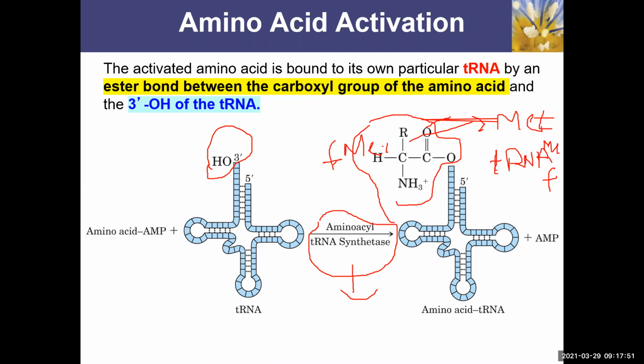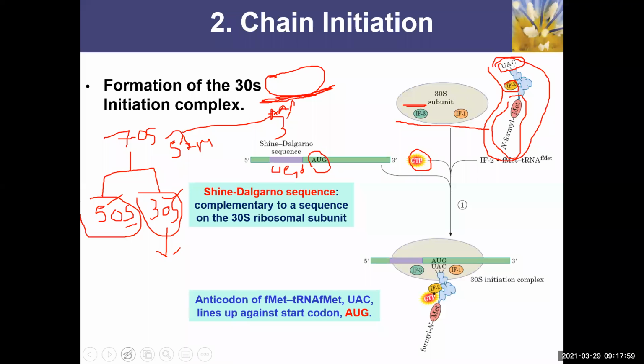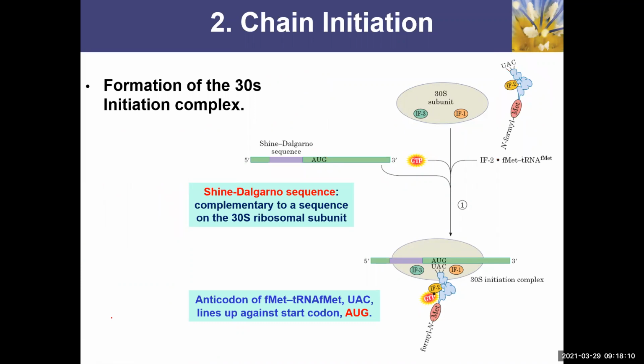Okay, so the question says: name the special tRNA which starts the translation in eukaryotes. What will you say? Name that special unique tRNA which starts the translation. So what will you say? Which one is that? In eukaryotes, what's that unique tRNA called?